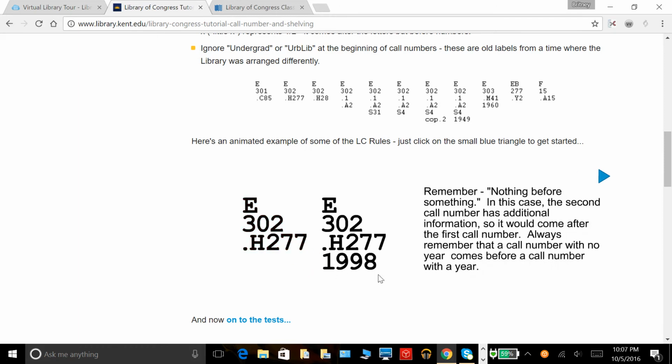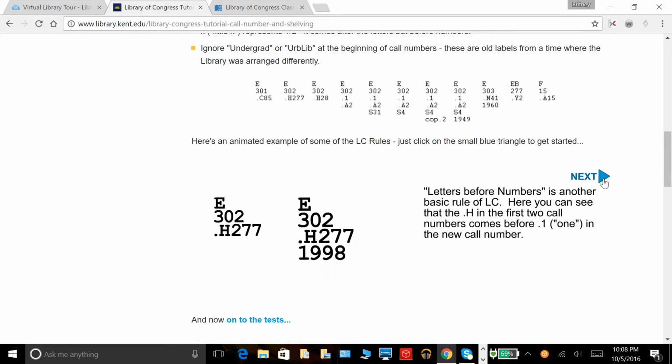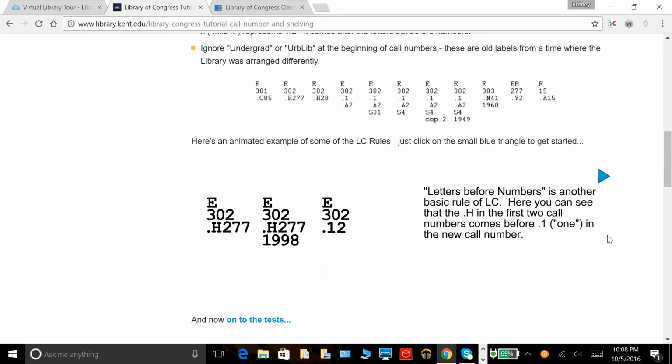Moving right along. Typically, the last thing is going to be the year. So if both of these matched, and this one said it was published in 1997, and this one said it was published in 1998, obviously 1997 comes before 1998. And the letters before numbers rule.